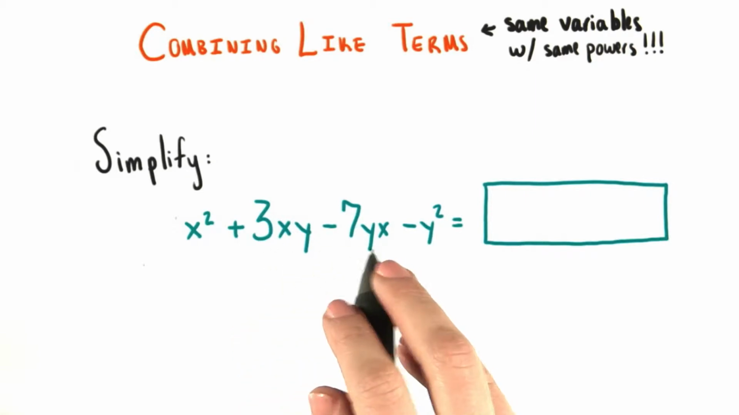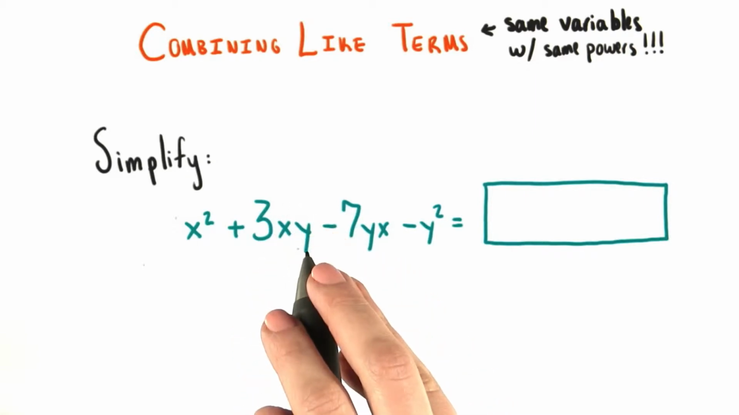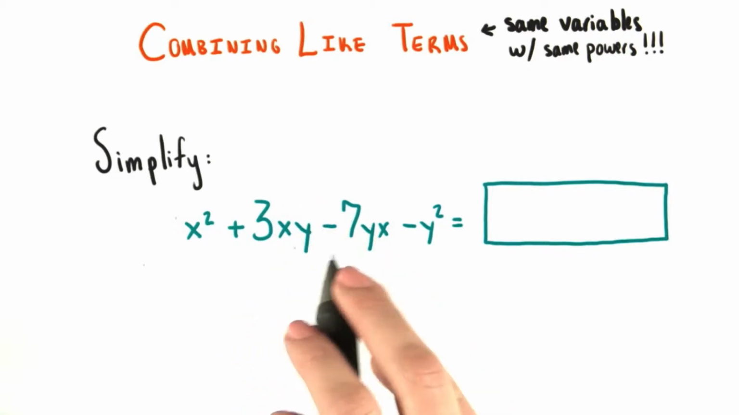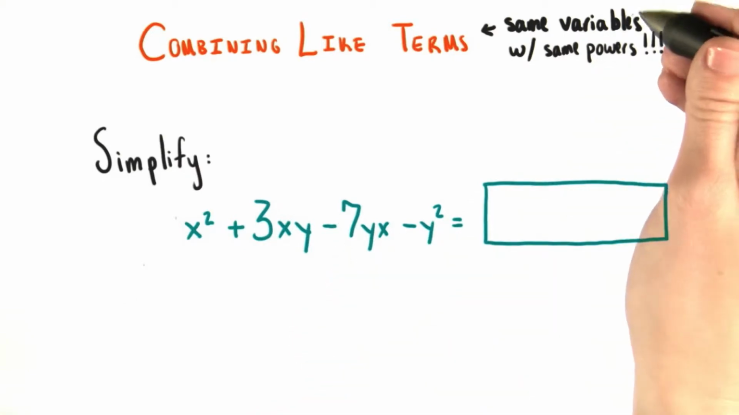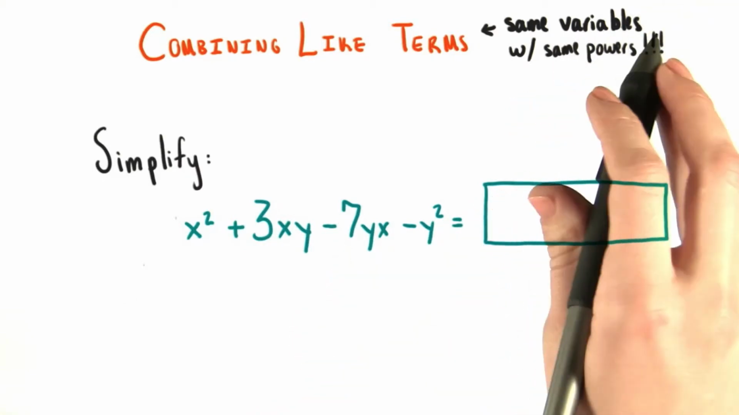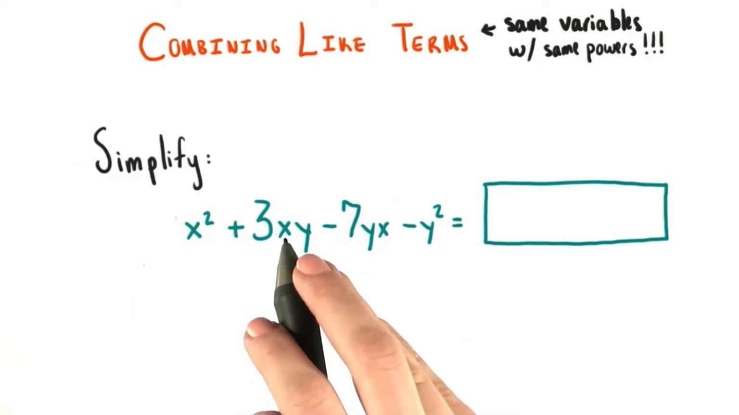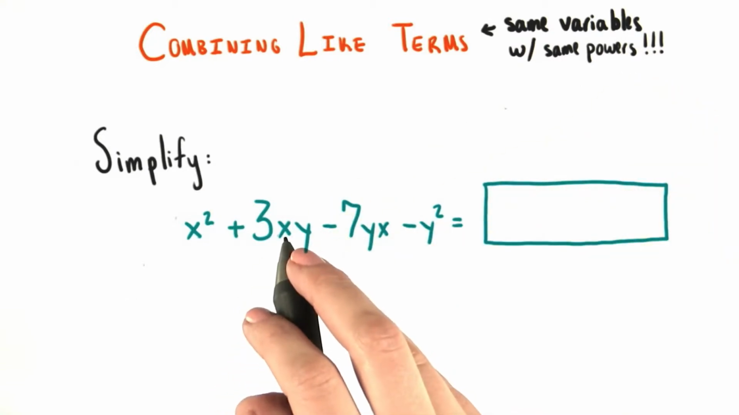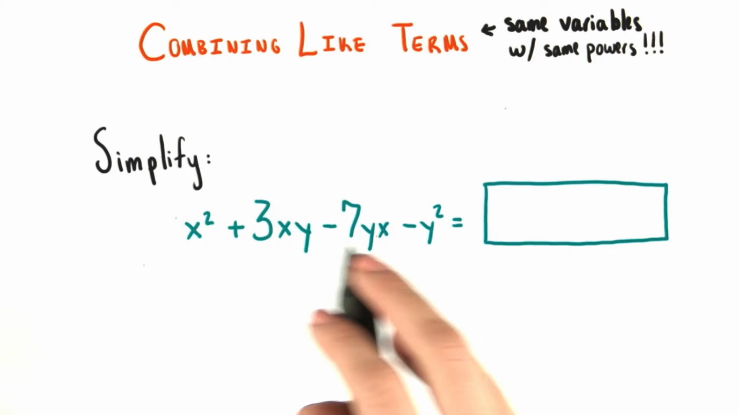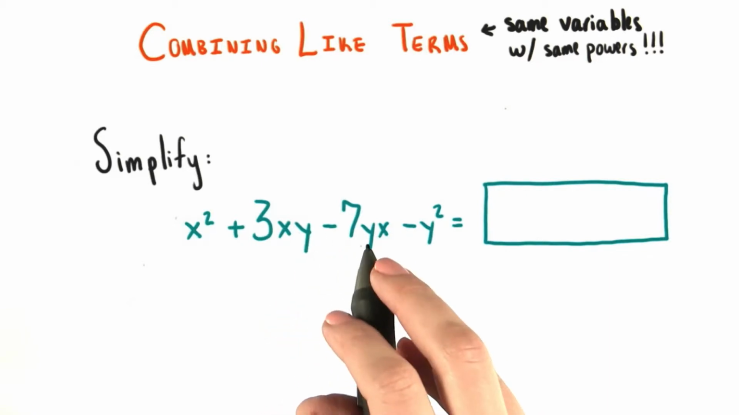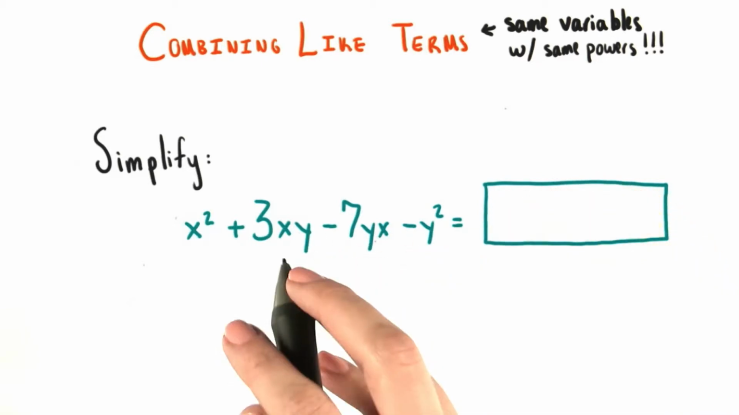However, we have these two middle terms that each have an x to the first and a y to the first in them. So, are they like terms? Well, according to our rules up here, they do have the same variables, and those two variables, x and y, have the same power. The x here is x to the first, as is the x here, and the y here is y to the first, as is the y here. So, presumably they are like terms.